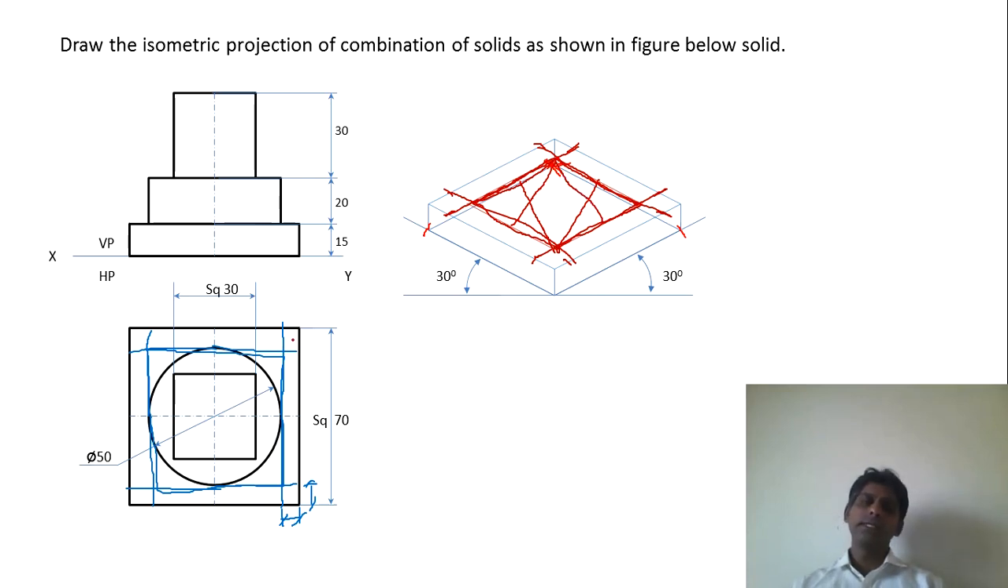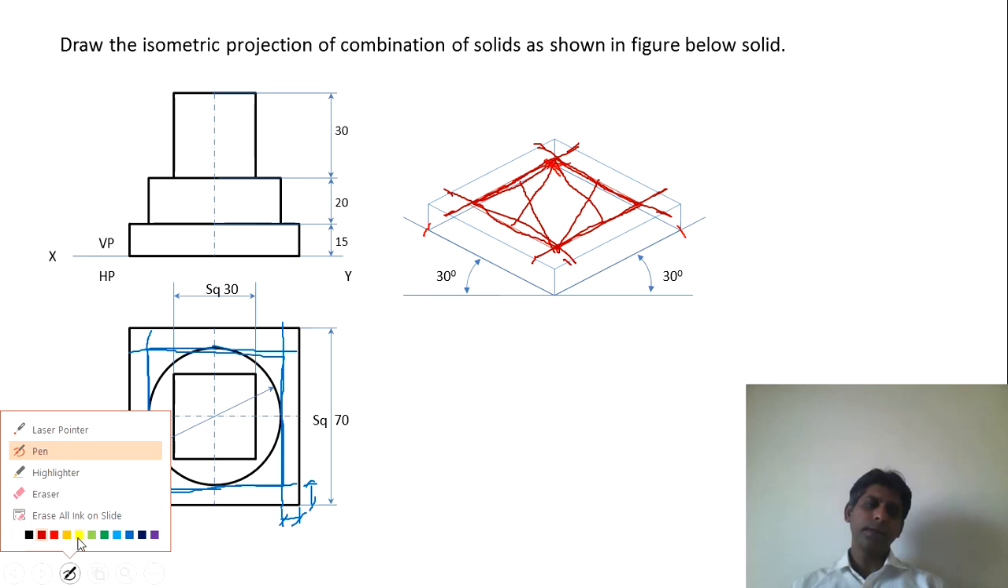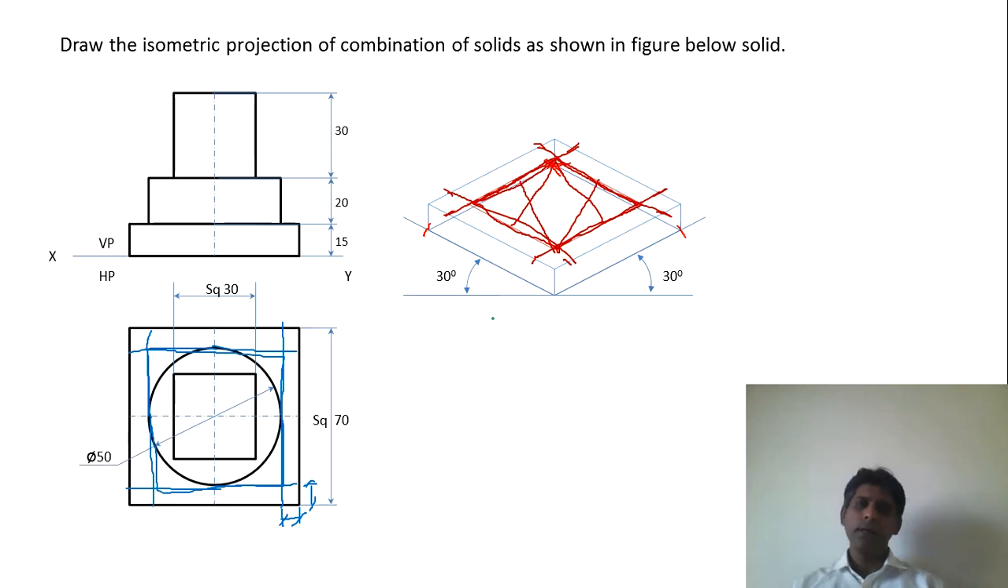Then you can take this as the center. Let me take a different color. You can take this as the center and this as the radius, and draw this arc, and similarly this as the center, this as the radius, and draw this arc. This center and this radius, you can draw this arc, and this center and this radius, you can draw this particular arc. So we will get this circle. This is nothing but the four center method.